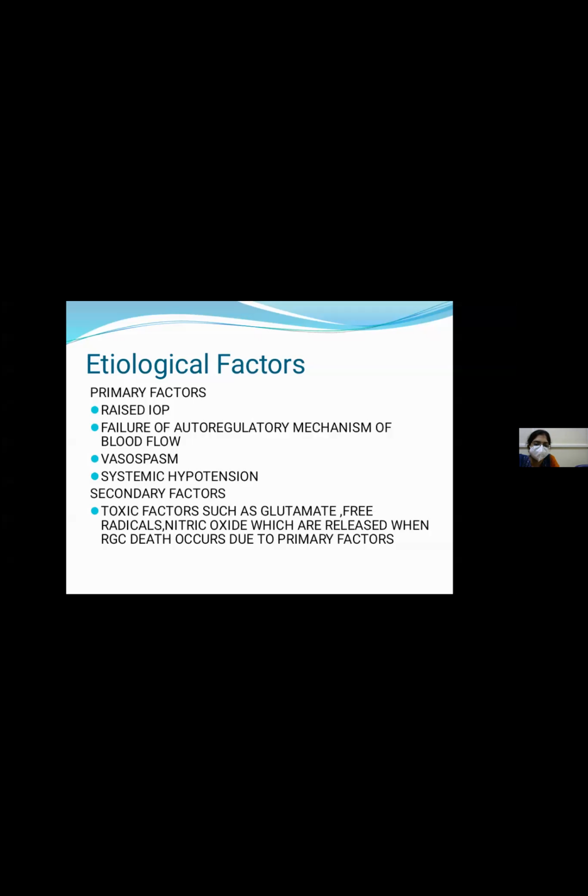Vasospasm affects the vascular perfusion of the optic nerve, and systemic hypotension has been implicated for low vascular perfusion of the optic nerve, leading to neuronal degeneration. And the secondary factors include glutamate, oxygen free radicals, and nitric oxide, which are released when retinal ganglion cell death occurs due to the primary factors.